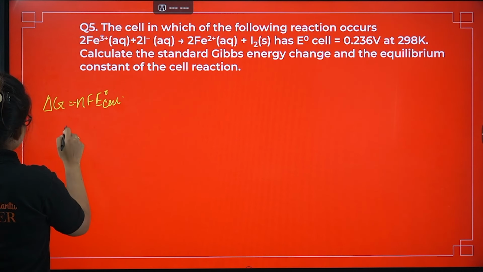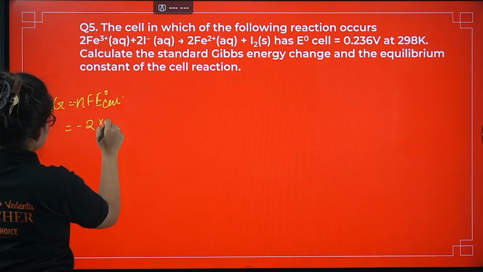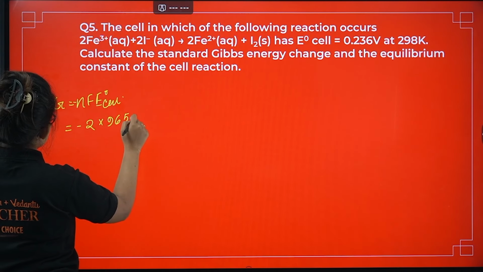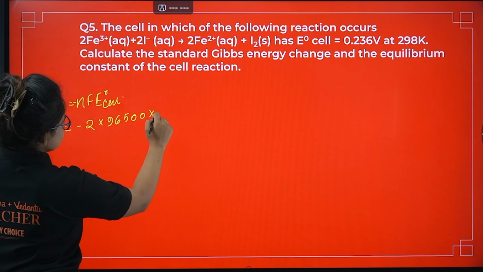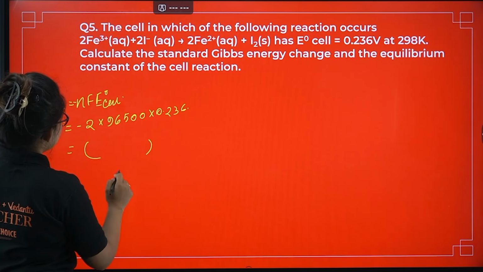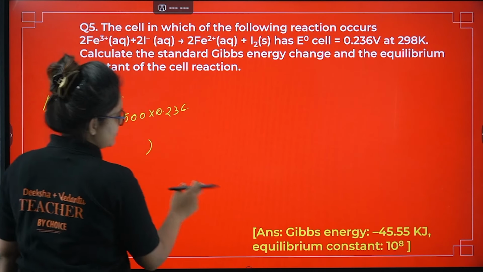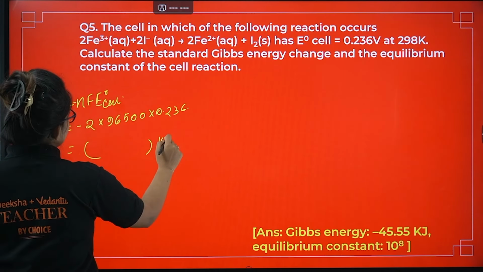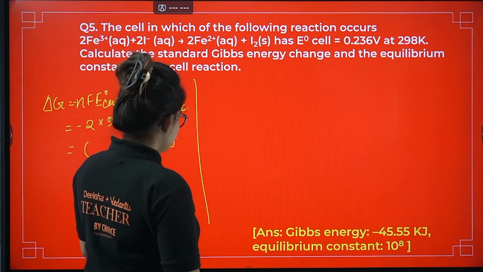Okay, so let's put the value. For this case, 2 electron exchange, minus 2 into F value is 96500 into E0 cell, which is how much? 0.236. Whatever the answer you will get, you can see Gibbs free energy is minus 45.55 something kilojoule. Okay, fine. Let's go ahead with the next problem, that is the equilibrium constant.